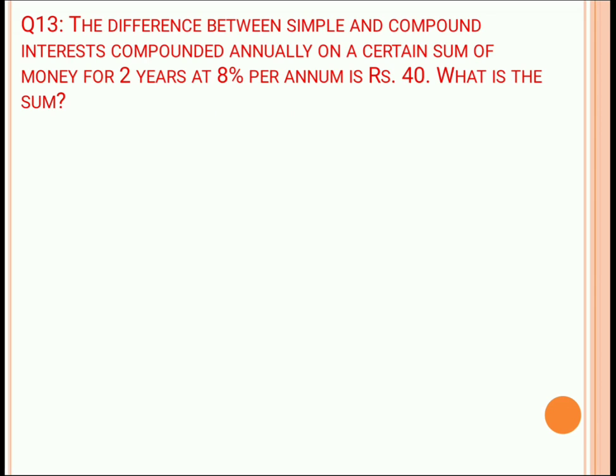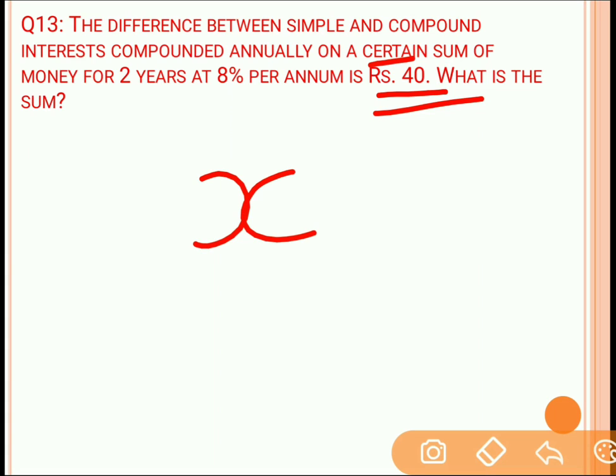Let's move to the next problem. Question number 13. The difference between simple and compound interest compounded annually on a certain sum of money for 2 years at 8% per annum is 40 rupees. What is the sum? In this question, the difference between simple and compound interest is given as 40 rupees when a certain sum, let's say x rupees, is given for 2 years at 8% per annum.